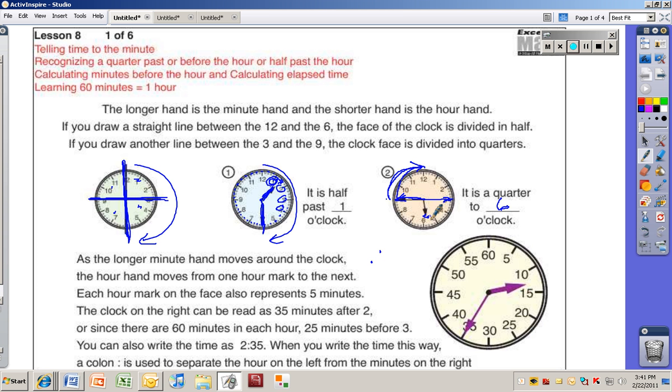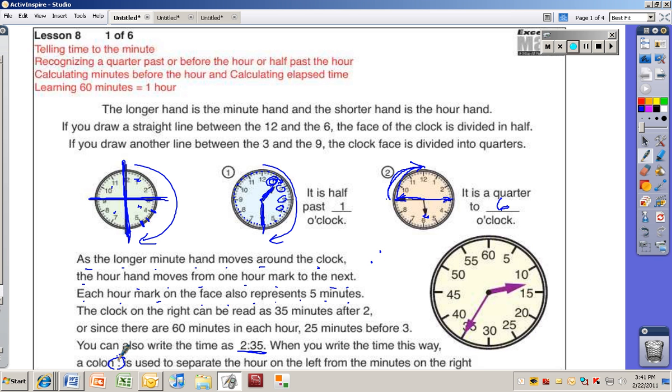Almost 6 o'clock. All right, it says down here, as the longer minute hand moves around the clock, the hour hand moves from 1 hour mark to the next. Each hour mark on the face also represents 5 minutes. So these numbers, these big dots actually here, each one of those is 5 minutes between them. The clock on the right can be read as 35 minutes after 2, or since there are 60 minutes in each hour, 25 minutes before 3. You can also write the time as 2:35. When you write the time in this way, a colon is used to separate the hour on the left from the minutes on the right.